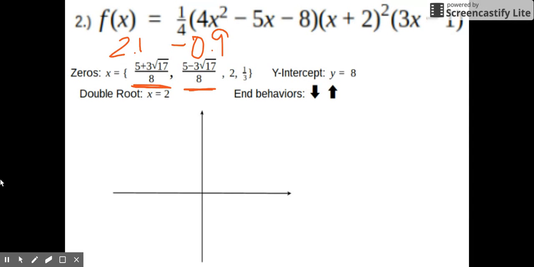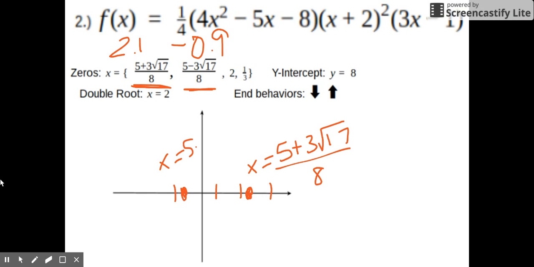So I'm going to start by putting those two on the graph. 2.1 is a little bit more than 2, so it's about there. So that's x equals 5 plus 3 square root of 17 over 8. And it's really important that you write the whole thing. Don't write 2.1. We want the whole explanation. And then -0.9 is close to -1. So that's x equals 5 minus 3 square root of 17 over 8.